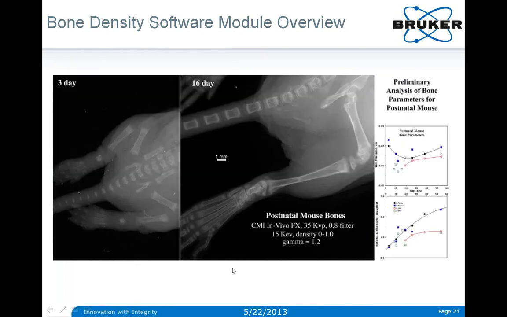As an early preliminary study using the bone density software, some comparisons for mouse pups as they aged were performed. We can see here at left a single time point, day 3, where full bone formation has not completed, and then at day 16 where bone formation is more complete. And looking at the femur density and metatarsal density of bone development over longitudinal time points here, ranging up to 60 days.